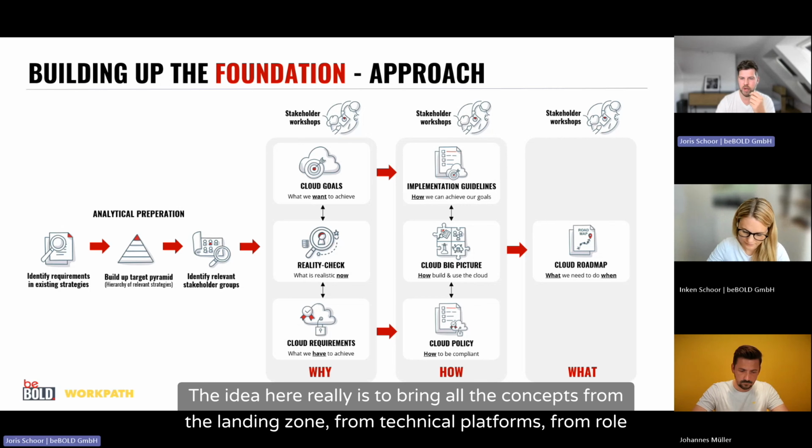The idea here really is to bring all the concepts from a landing zone, from technical platforms, from role processes, so the whole governance construct and the strategy, into one matching puzzle, and to make sure that everything fits together.